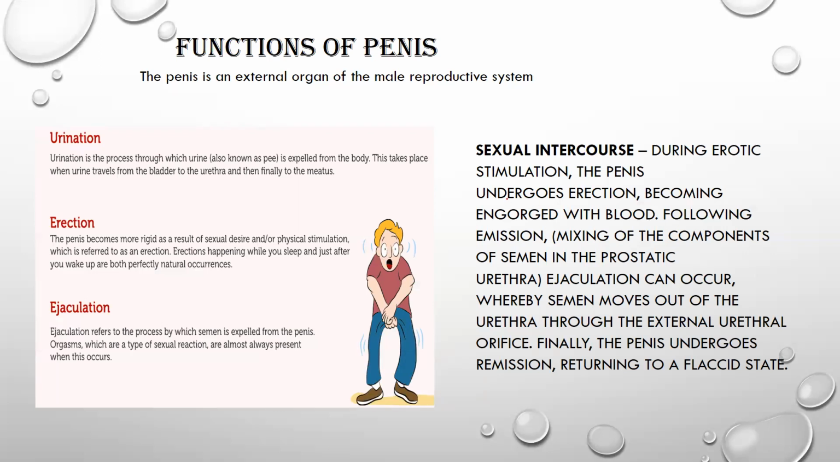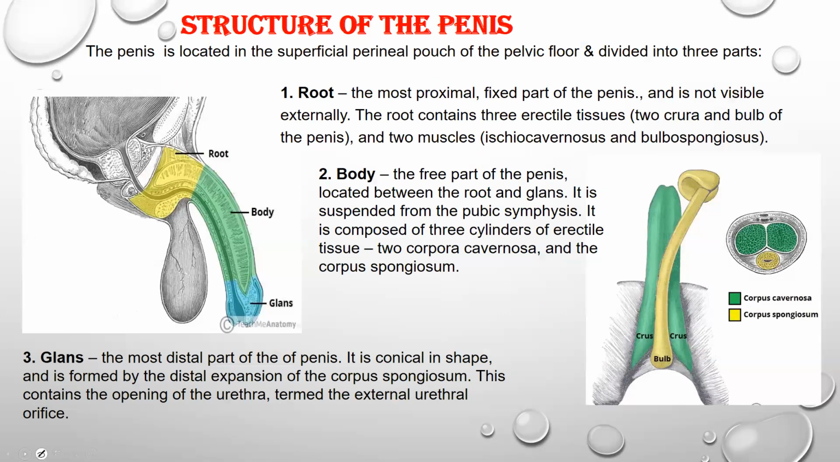During sexual intercourse, during erotic stimulation, the penis undergoes erection, becoming engorged with blood, following emission, the mixture of the components of semen in the prostatic urethra. Ejaculation will happen, and then semen will move out through the external urethra. And then it can serve its purpose of reproduction also, if it is required.